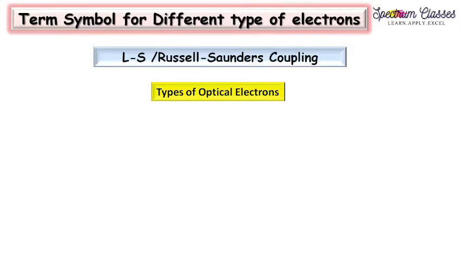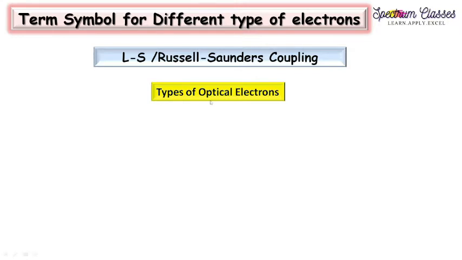This video is in continuation with the LS and JJ coupling. Here in this video we are going to discuss the determination of term symbols for different types of electrons based on LS coupling. Since LS coupling is applicable for atoms having low atomic number, and sometimes it is mentioned that those atoms having atomic number less than 30, for different types of electrons this LS coupling is applicable, and we are going to determine the term symbols for them based on their electronic configuration.